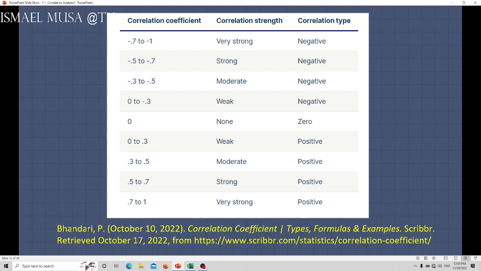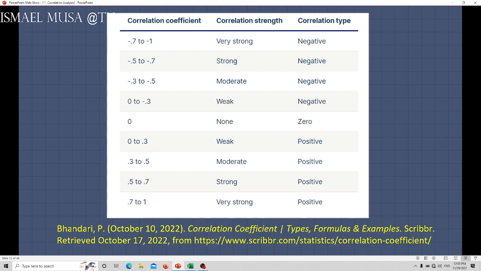However, it's negative. Negative 0.5 to negative 0.7, that is strong, and it's negative. Negative 0.3 to negative 0.5, the relationship is moderate, however, it's negative. 0 to negative 0.3, it's weak. So it's negative. Okay? When you get 0, of course, you say there is no relationship. So the correlation type is 0.